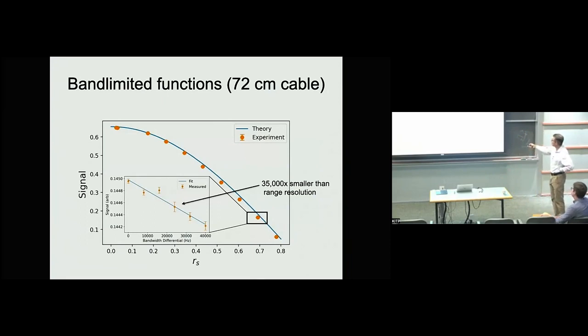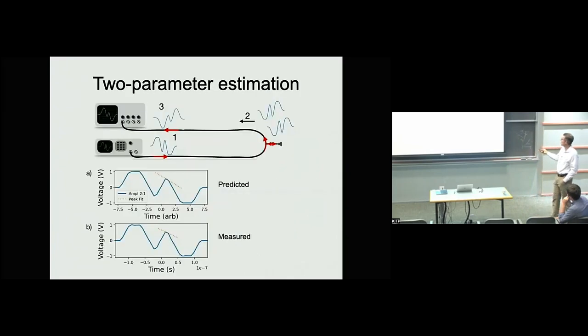Now, if I blow up this region where it's nice and linear, where the function has become linear, and I look at very, very small changes in relative position, I can know the separation here. I can know 35,000 times smaller than the range resolution. So I can know the accuracy of the distance between these two sub-resolved objects 35,000 times smaller than the range resolution that people normally consider as the bound.